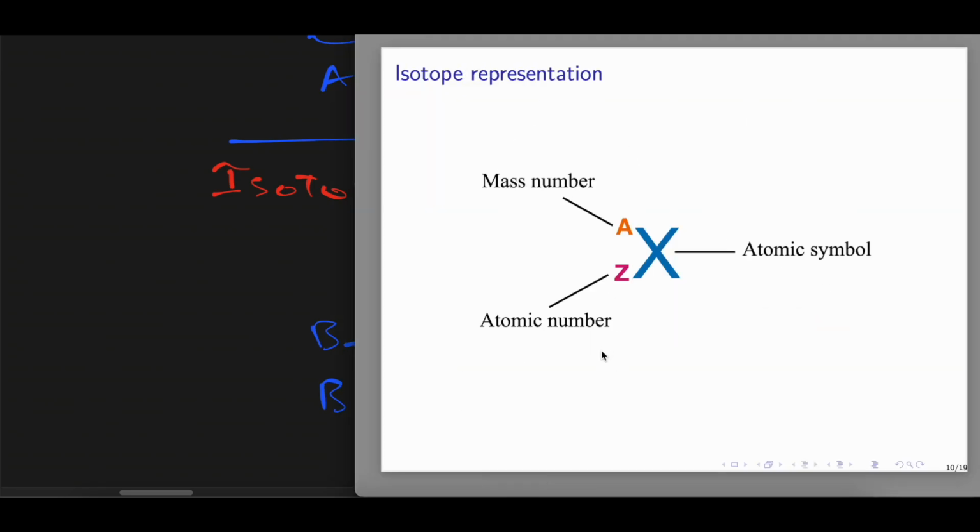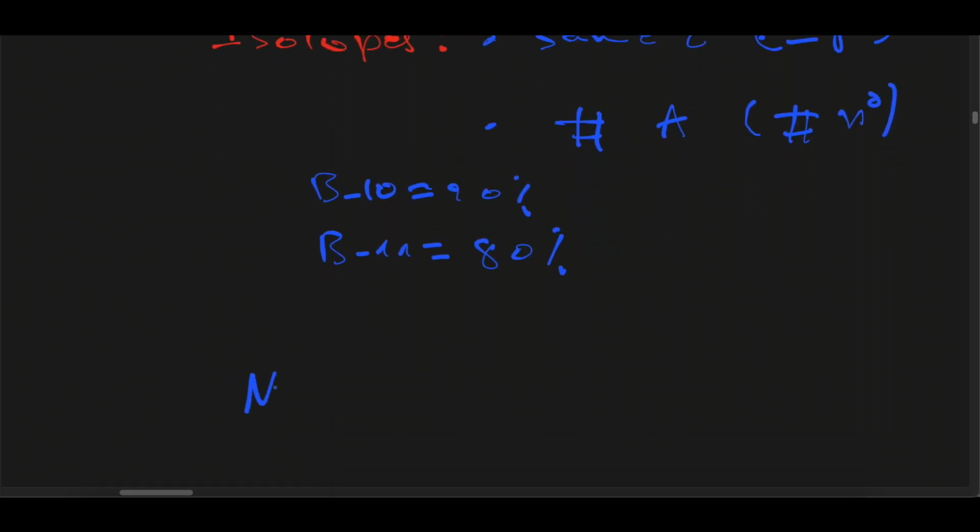Now, how are these isotopes represented? So we use this writing to represent the isotope. So we have here this element that represents the atomic symbol, and on the bottom left we have to write the atomic number Z, and on the top left we have to write the mass number A. So this is how we write a nuclide. So a nuclide is written as follows: X, Z, and A.